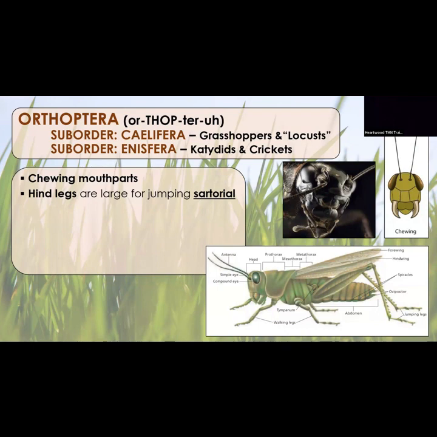Leg modifications. They are sartorial. They are made for jumping. So does it look like that thing's ready to jump? It's a grasshopper. It's an orthopteran. So you already know what order to put it in based just on leg shape.